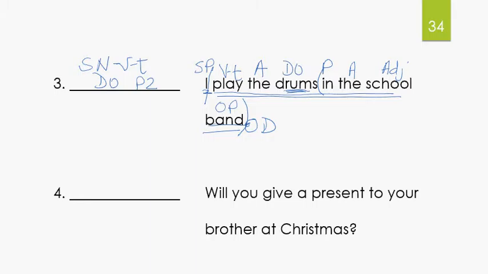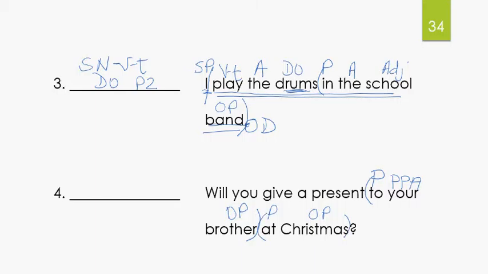Will you give a present to your brother at Christmas? All right, let's look for any prepositional phrases. Do you see any prepositions? How about to? To what or to whom? To brother. Object of the preposition. Whose brother? Your brother. Possessive pronoun, adjective. Let's put a parentheses around to your brother. Do you see any other prepositions? How about at? Correct. At what? At Christmas. Object of the preposition. Let's put parentheses around that.